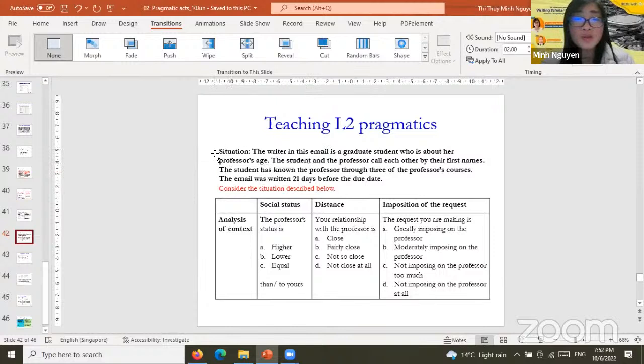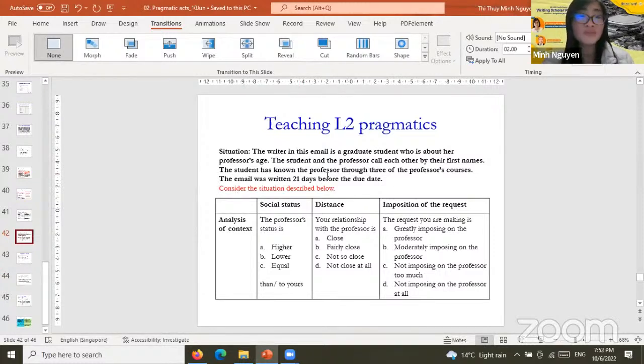Okay, so students are given a situation to read, and this is the situation. The writer in this email is a graduate student who is about her professor's age. The student and the professor call each other by their first names. The student has known the professor through 3 of the professor's courses, so they know each other, right? The email was written 21 days before the due date.